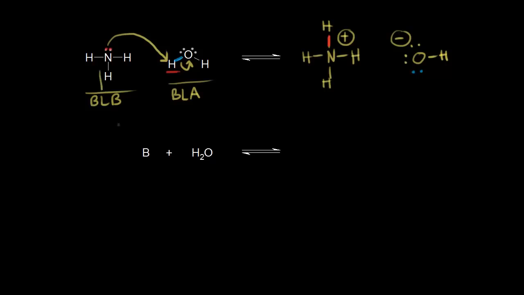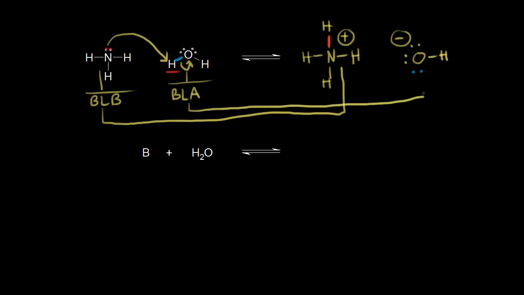So if ammonia functioned as a Bronsted-Lowry base, over here would be the conjugate acid, right? So ammonium is the conjugate acid to NH3. And water functioned as a Bronsted-Lowry acid, so over here would be the conjugate base, the hydroxide anion. So instead of using ammonia, let's just do a generic base. So here I have B written. So some generic base reacts with water, takes a proton from water to form BH+, and if you take a proton away from H2O, you would form OH-.